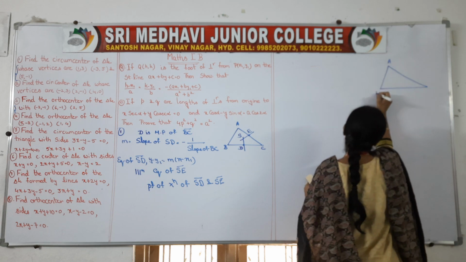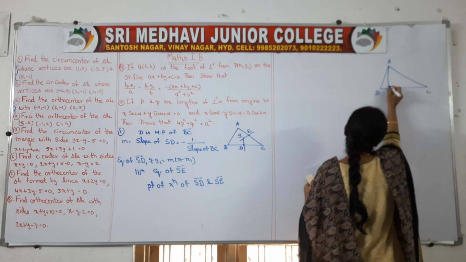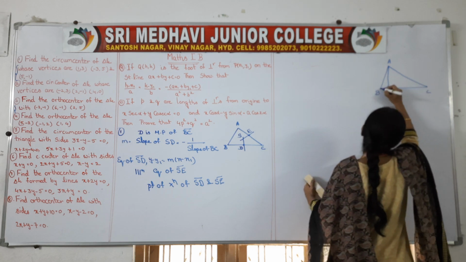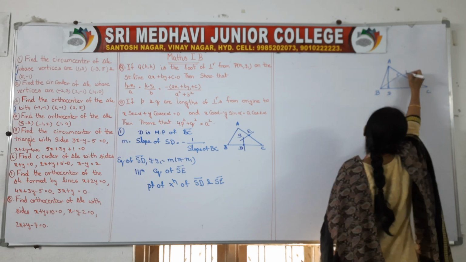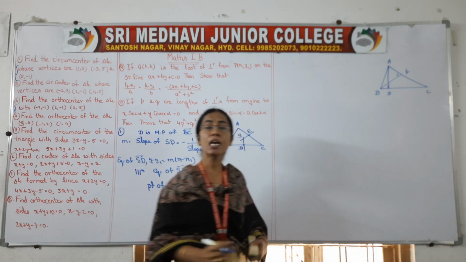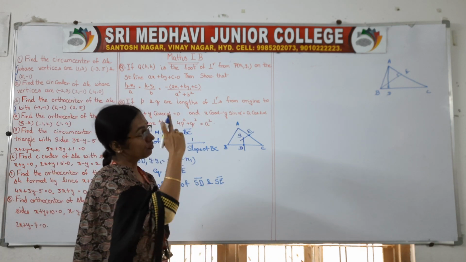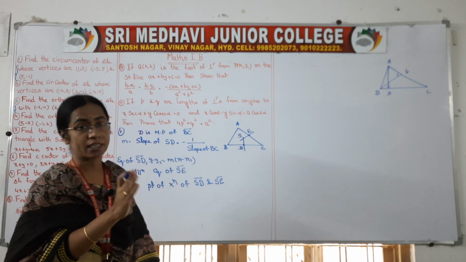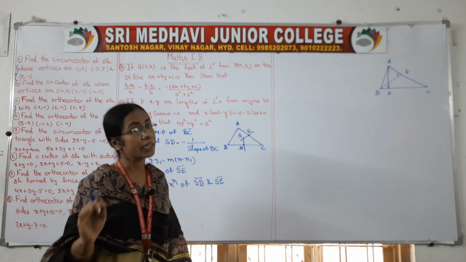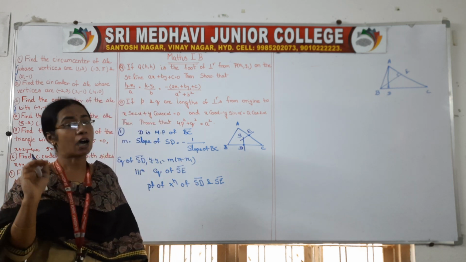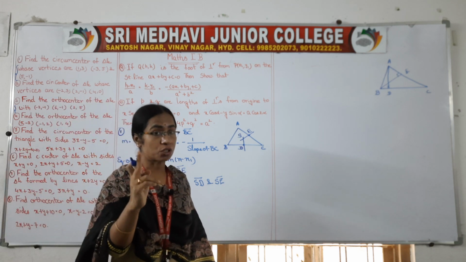What is meant by altitude? I already explained to you: the perpendicular line from a vertex to the opposite side, right? The perpendicular line from a vertex to the opposite side is called an altitude. The point of intersection of altitudes is called the orthocenter, right? So we need two altitudes now.